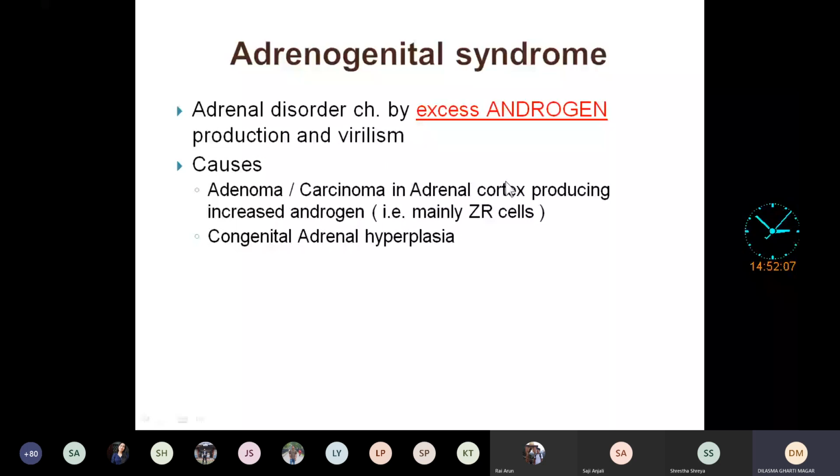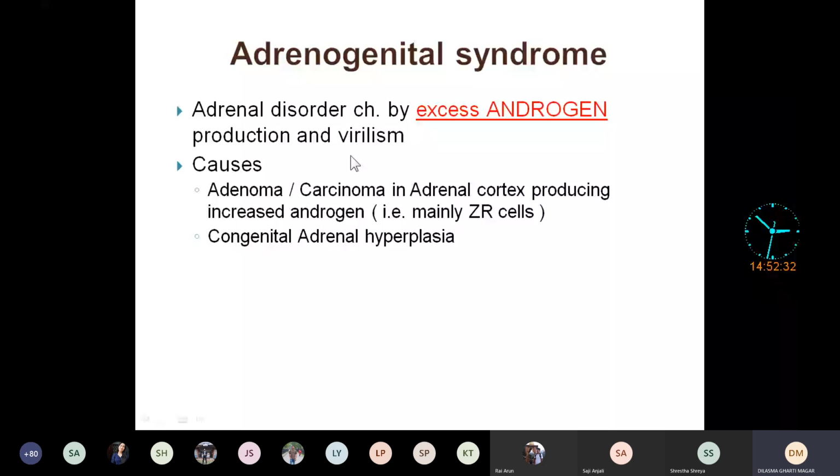So now here it is an adrenal disorder which is characterized by excess androgen hormone production. Finally it will lead to virilism. Virilism means that because of this male androgen hormone, the female will show characteristic features like those of the male. That is known as virilism.